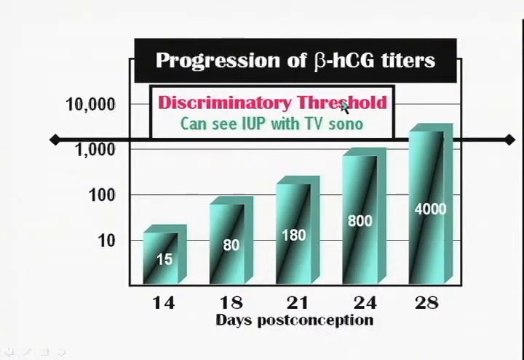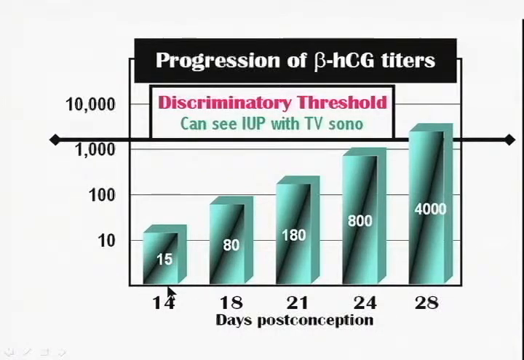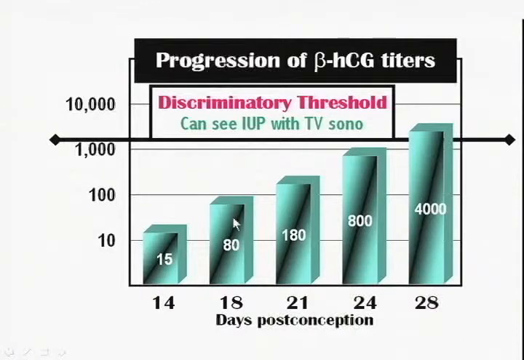The discriminatory threshold is the level of beta-HCG at which you should be able to see a normal intrauterine pregnancy with transvaginal ultrasound. Now remember, we talked about where beta-HCG comes from? From syncytial trophoblast. So early in the pregnancy, you have a small volume of syncytial trophoblast. The beta-HCG titer will be very low. As the volume of the syncytial trophoblast increases, the beta-HCG titer will also increase. And so we have doubling of the beta-HCG titer every 2 to 3 days.